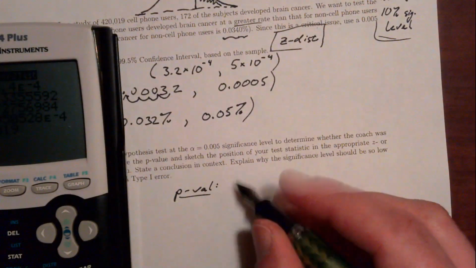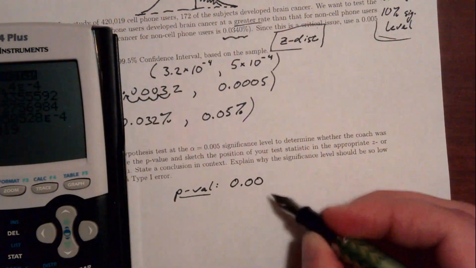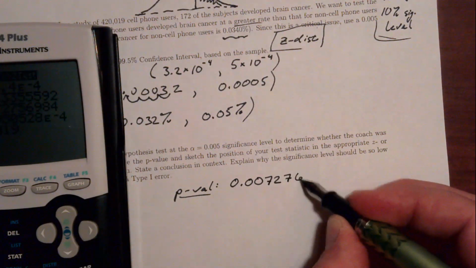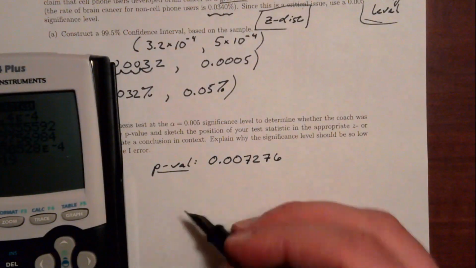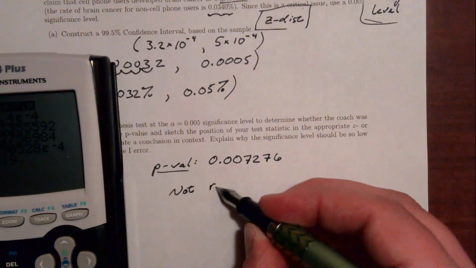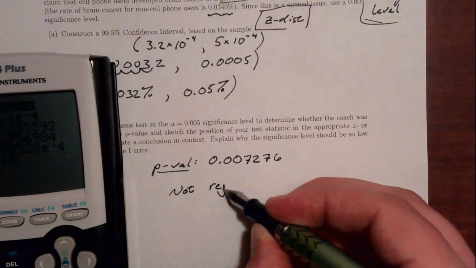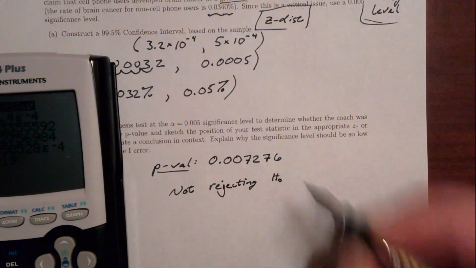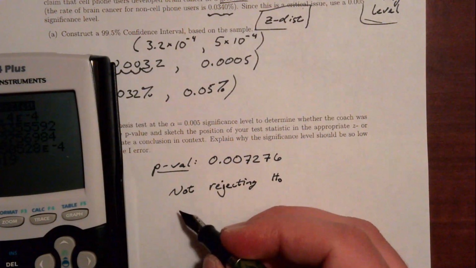P-value 0.00727. I gotta round it somewhere. Might as well round it there. Okay. So by the way, that means we are not rejecting the null hypothesis. Interesting.